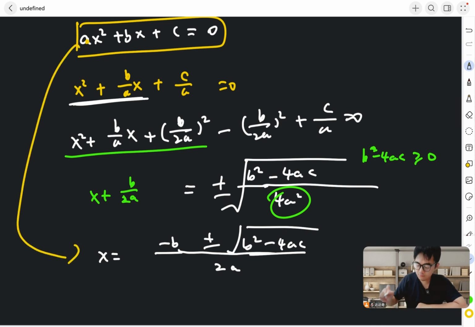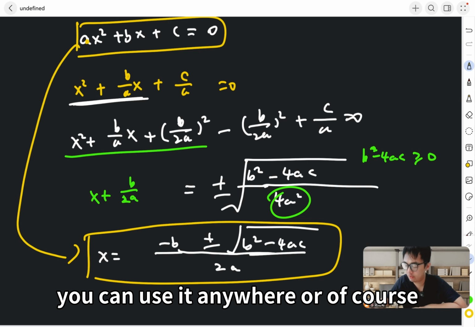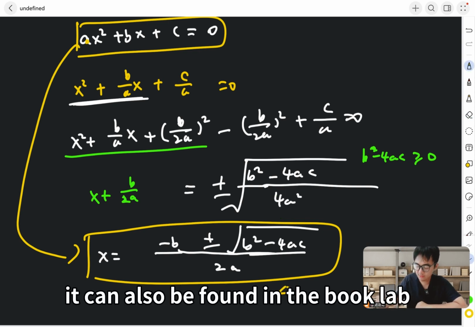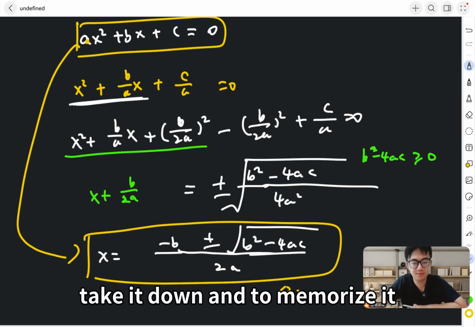And it's very useful to memorize the quadratic formula. You can use it anywhere. Of course, if you are taking some exams, it can also be found in the booklet. But I still recommend you to take it down and to memorize it.